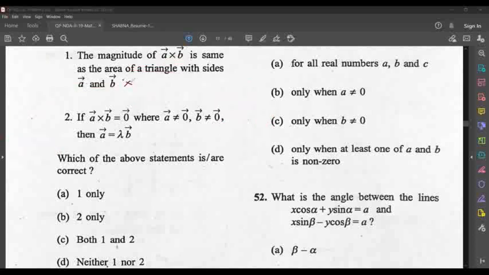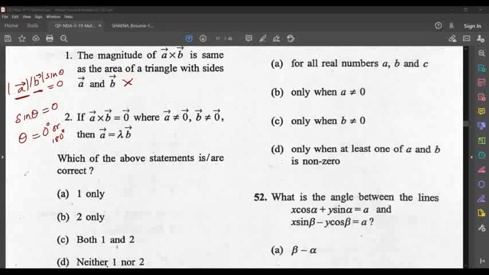Now see the second statement. If A cross B is equal to 0, that means what? What is A cross B? Magnitude of A into magnitude of B into sine theta, and that is 0. Then we can say sine theta equals 0 because A is not equal to 0 and B is not equal to 0. So what can the angle be if sine theta is 0? It will be 0 degree or 180 degree.